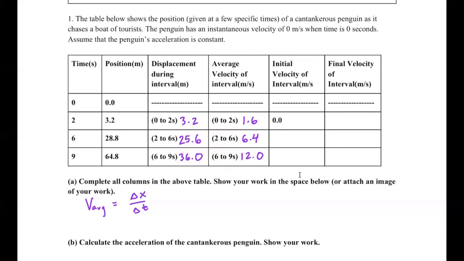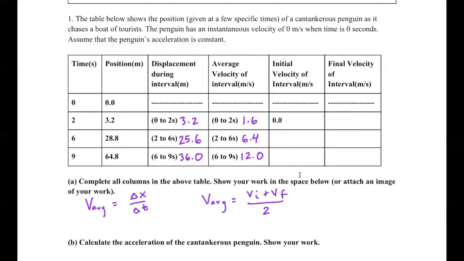Okay, so now we've got our average velocities for each time interval. To get the final velocities for the interval, now we're going to work across like this. We're going to use the initial velocity and knowledge of the average velocity to get the final velocity. What we're using is this other way of calculating the average velocity: the initial velocity plus the final velocity of an interval, divided by 2, is equal to the average if the acceleration is constant, which it is here, as stated in the problem.